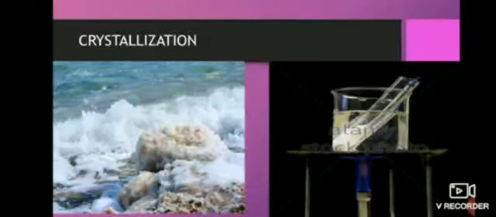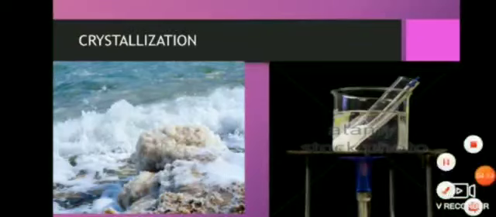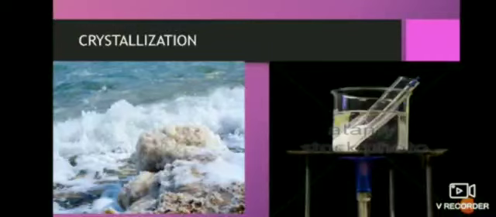This is crystallization. Some dissolved substances can be separated from liquids by heating. On heating, water evaporates and the dissolved substances form their crystals. This method of separation is called crystallization. Now let us see the definition of crystallization. Crystallization is a process used to separate dissolved solid substances from a liquid.